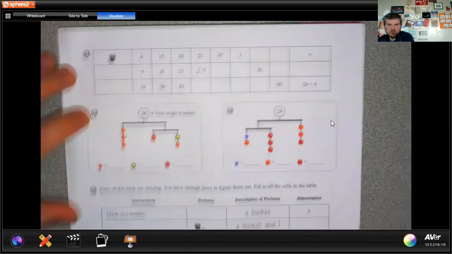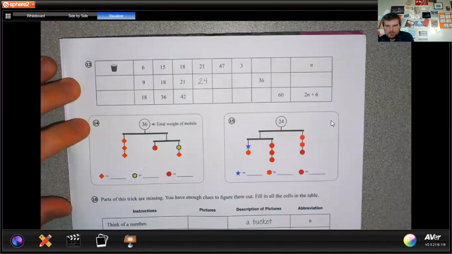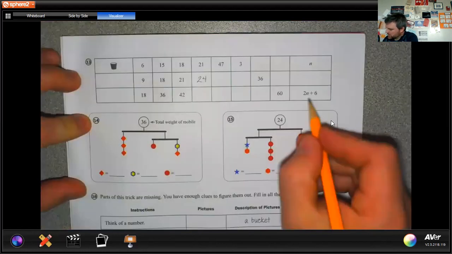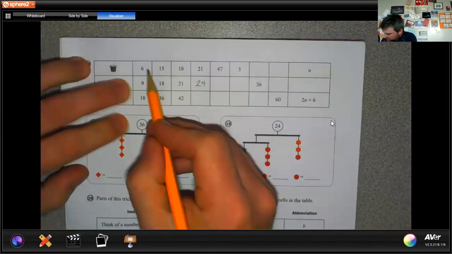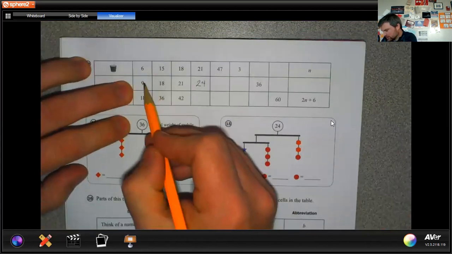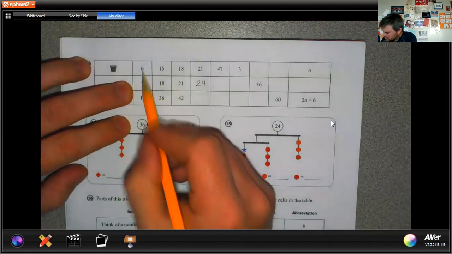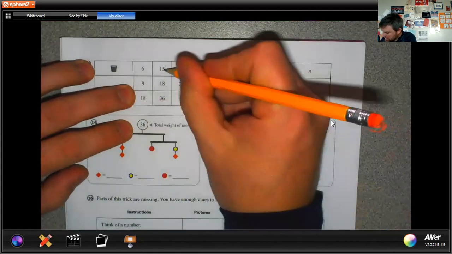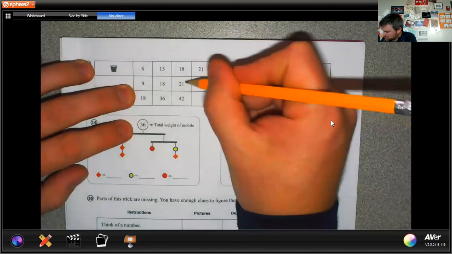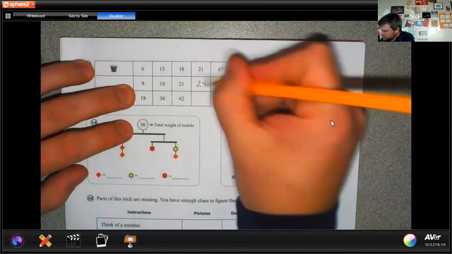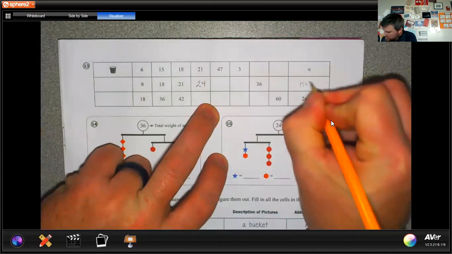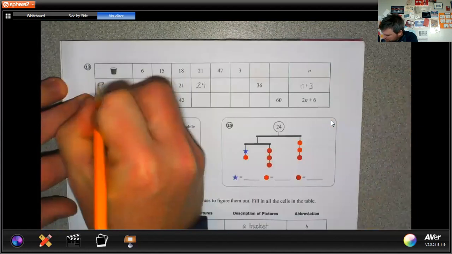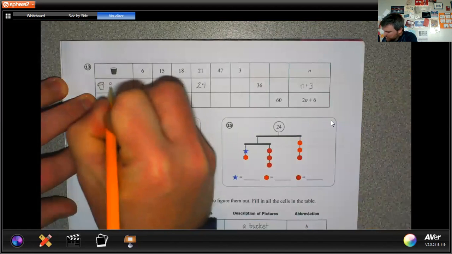All right. Now another table here, another chart. All right, they give us some abbreviations over here as well, and we got pictures over here. So how can I go from 6 to 9? Maybe add 3. Does that work? So 15 plus 3 is 18. 18 plus 3 is 21. 21 plus 3. So it looks like it worked. So we're going to say over here n plus 3. We've got our bucket plus 3 marbles.